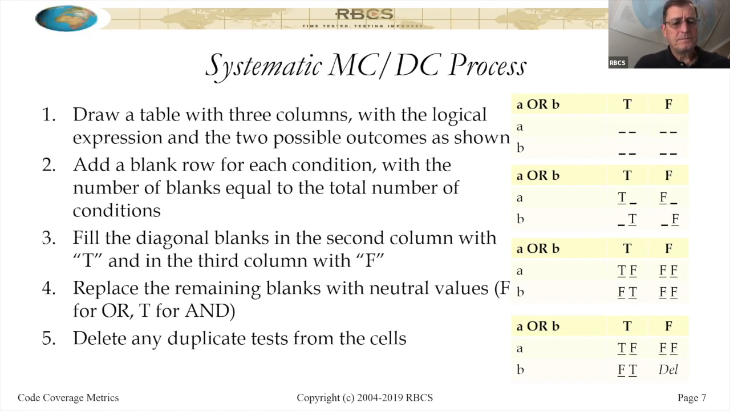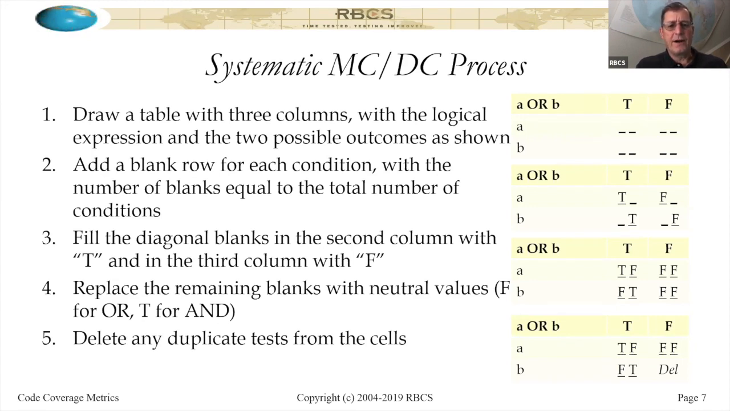Now, that brings us to step 4. So what we do is we replace the remaining blanks with neutral values. Neutral values meaning values that will not affect the outcome. I just discussed that a moment ago, right? So if we're dealing with an OR operator, the neutral value is going to be false, because that allows the other condition to drive the decision being taken. Remember, we want each atomic condition to force the decision to be taken at least once true and once false.